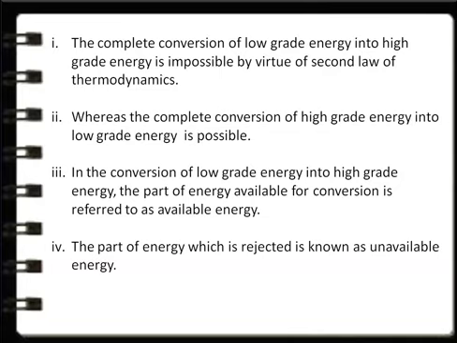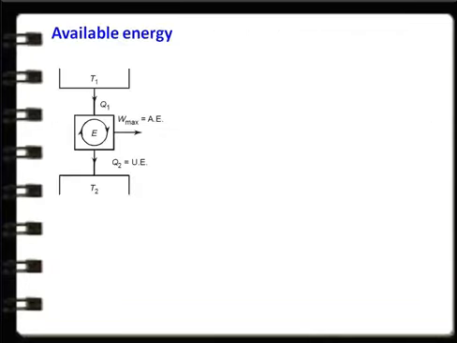Unavailable energy is the part of the energy which is rejected to the surrounding. That is what the unavailable energy is. So look at the cycle. There is an engine working between the temperatures T1 and T2. So the source temperature is T1.